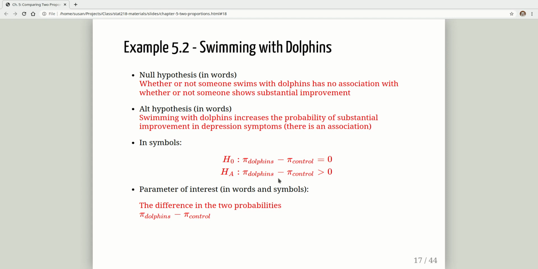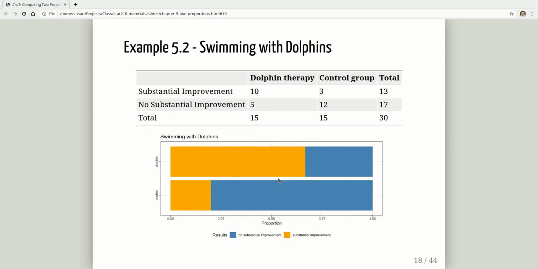Okay, so with that one difference, we do basically the same thing that we've always done. Okay, so if we look at the data, we've got 2/3 of the dolphin category that substantially improves, and 1/4 of the control group that substantially improves. We can plot this out using a stacked bar chart. The only difference between the stacked bar chart here and the stacked bar chart in section 5.1 is that I've turned this one on its side so that it fits on the slide.